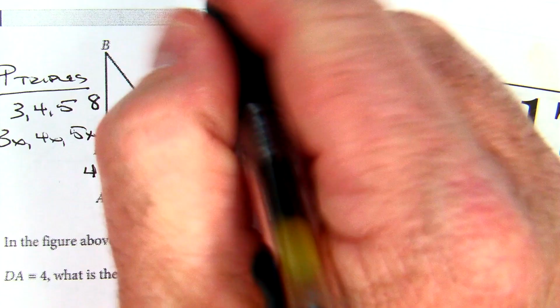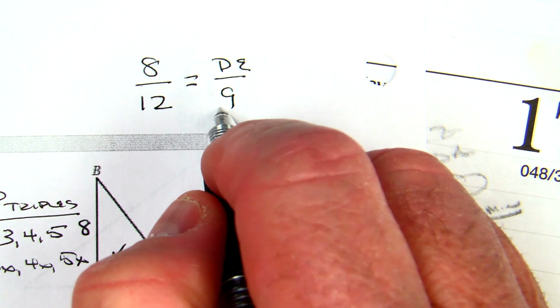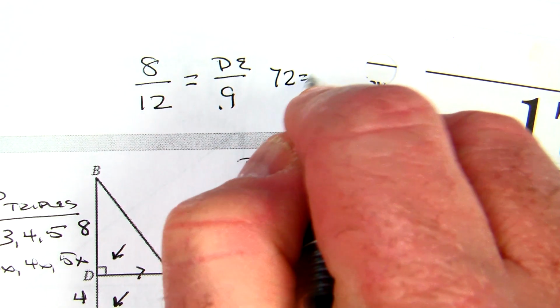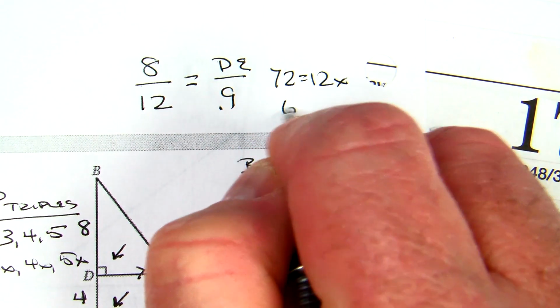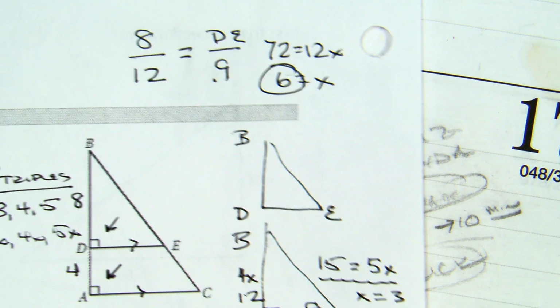So DE over 9. Now we have our proportion. 8 times 9 is 72. 72 equals 12x. 6 equals x. Boom. Hopefully that clarifies everything for you with that problem.